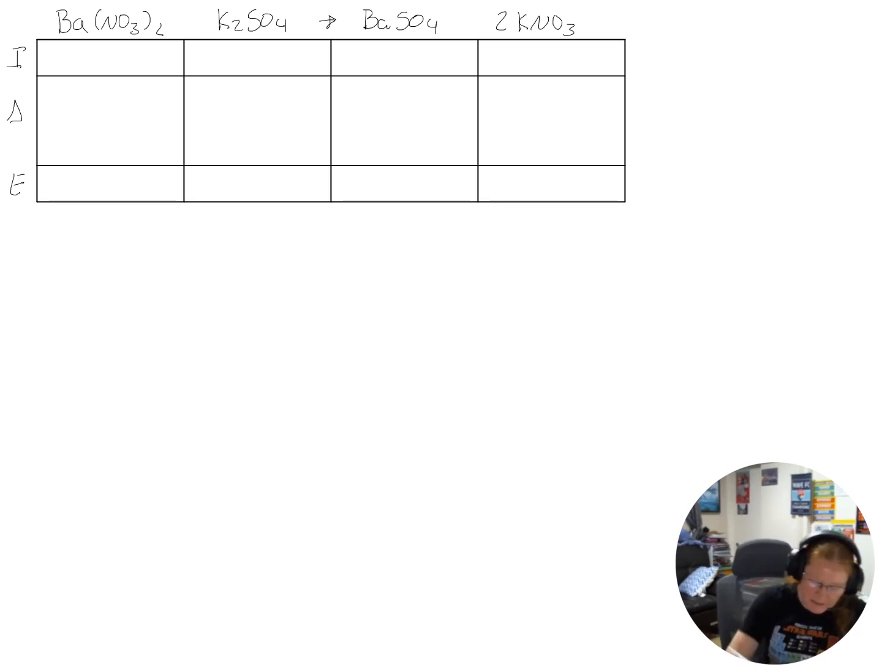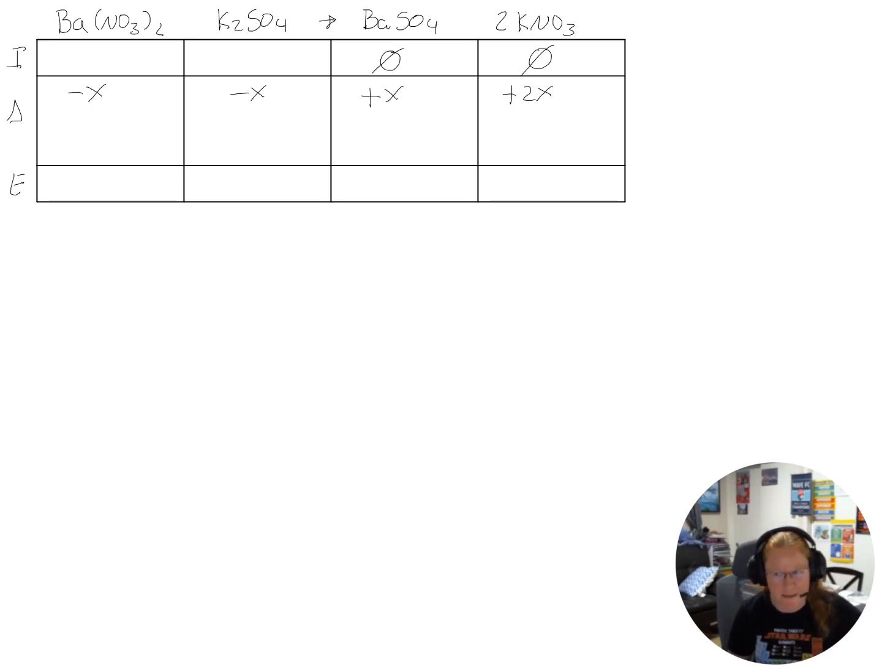Well, I know from the beginning that I'm not going to have any of this or this because those are my products. I have minus x, plus x, and plus 2x. I can do that part without doing any math at all. Now, we were given volumes and concentrations for our 2 reactants, and so we need to convert that to moles to put that into our table.